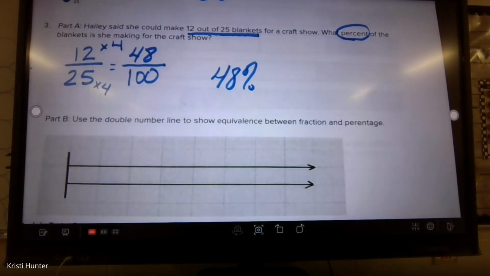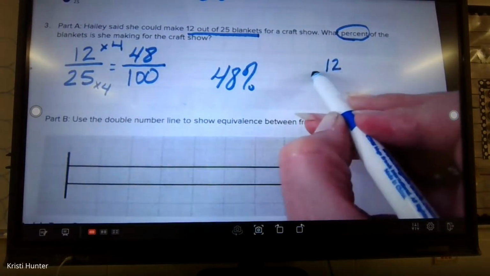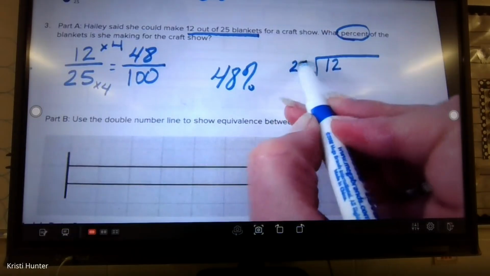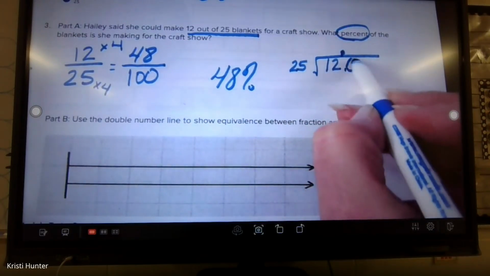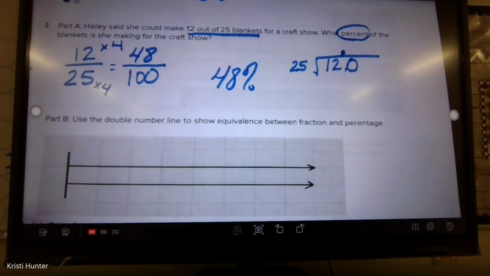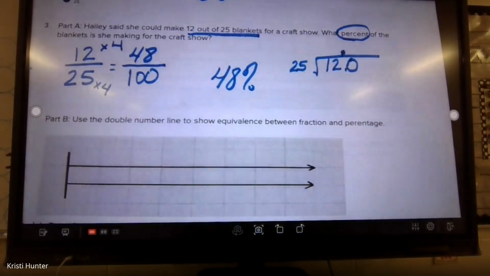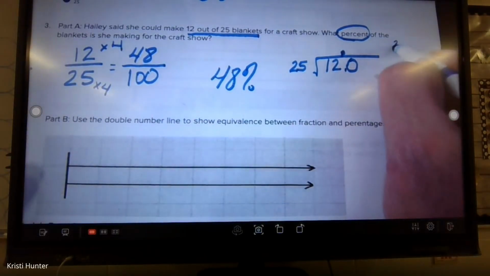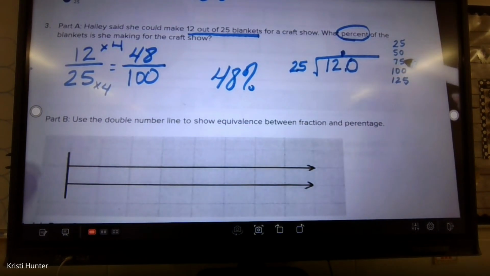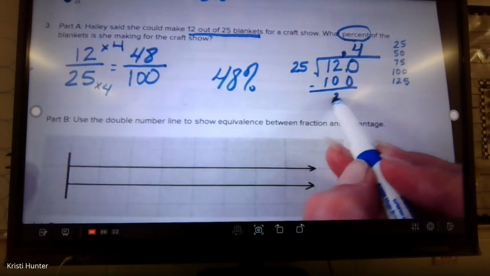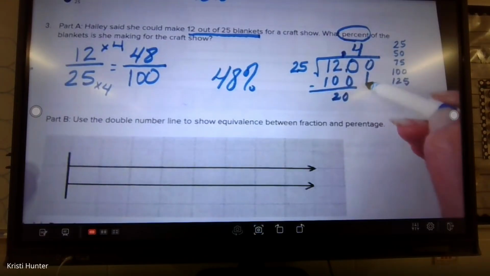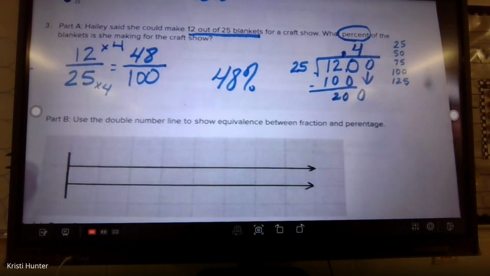You could also do the division method if you like to divide, and do 12 divided by 25, which, remember, 25 doesn't go into 12, so this is where I add on my 0. 25 does go into 120, and when I think about that, I just count my quarters: 25, 50, 75, 100, 125, so too many. So 1, 2, 3, 4 times. I got 20 left. So I need another 0.